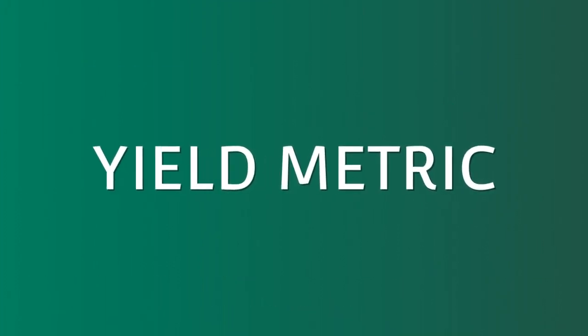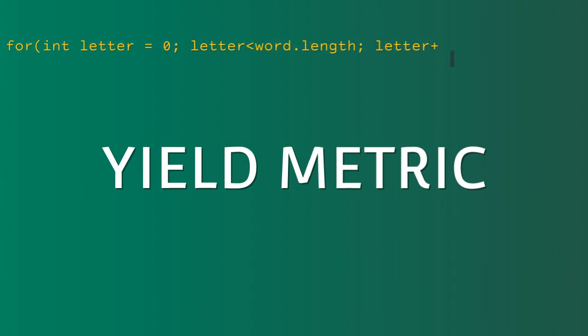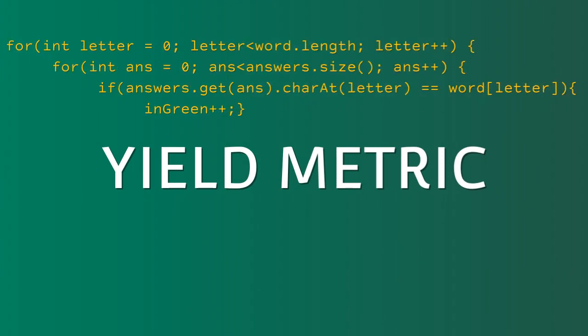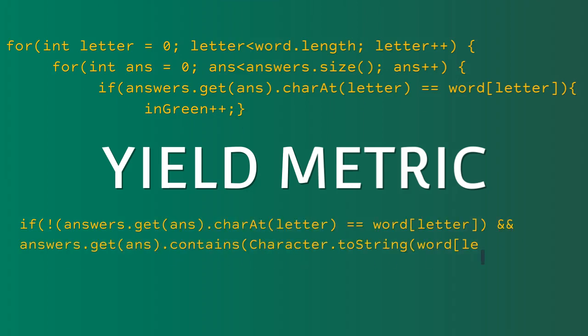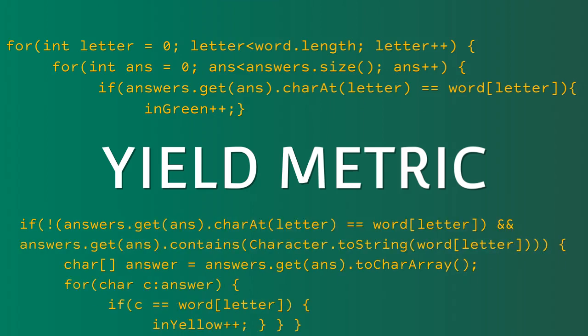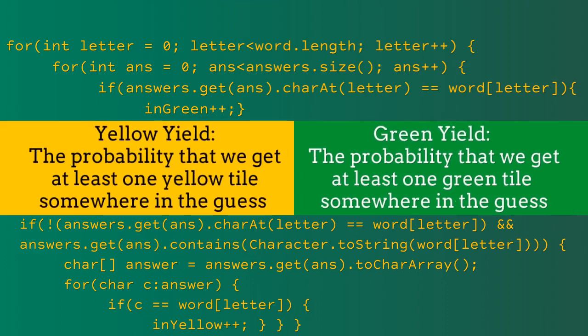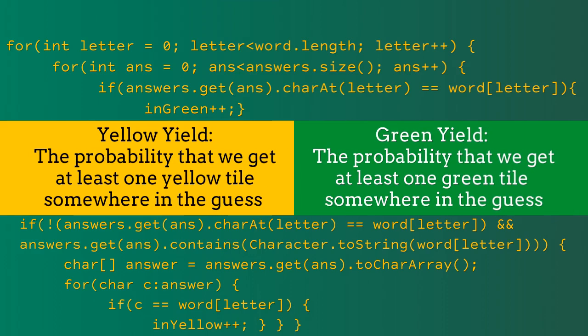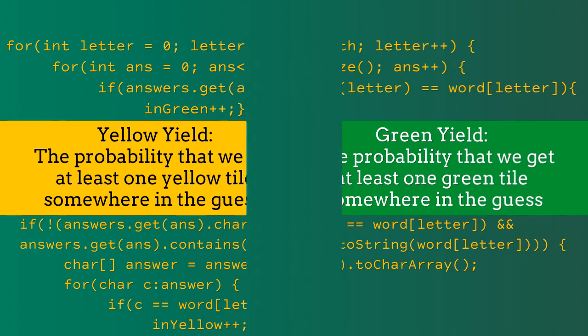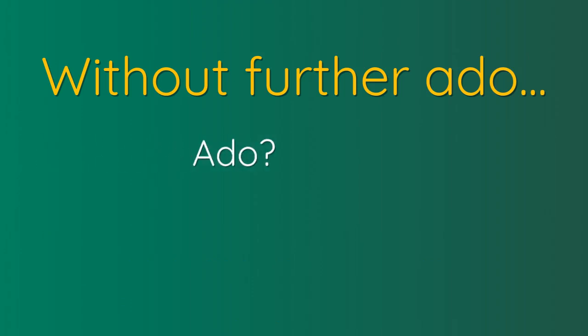I also attached a small function to compare certain words' letters to every other letter in the list of words. It tracks the frequency of its letters in a given position as well as the overall frequency compared to all words in the list and draws a yield metric. To sum it up, it basically gives us the probability that we hit at least a green or a yellow tile with the word. And without further ado, adhere?